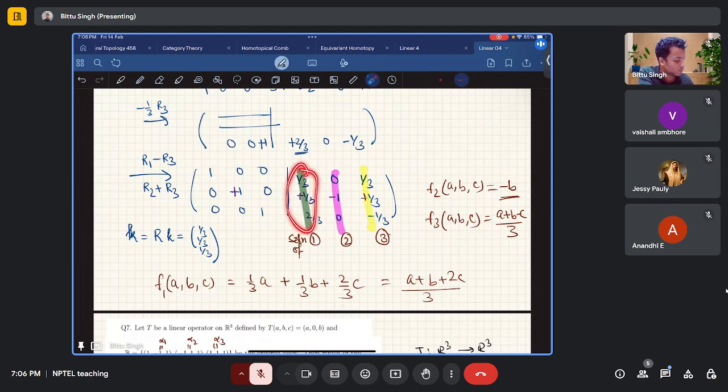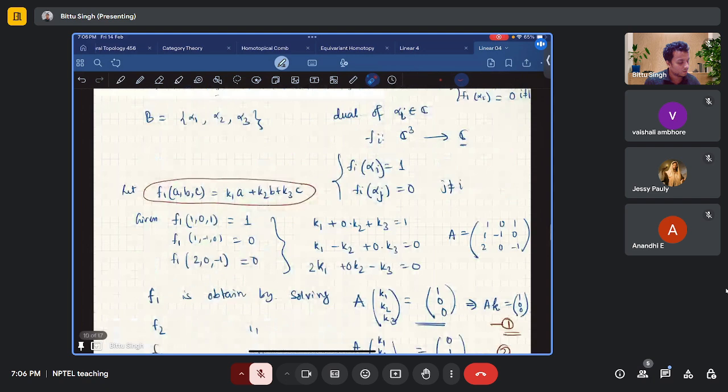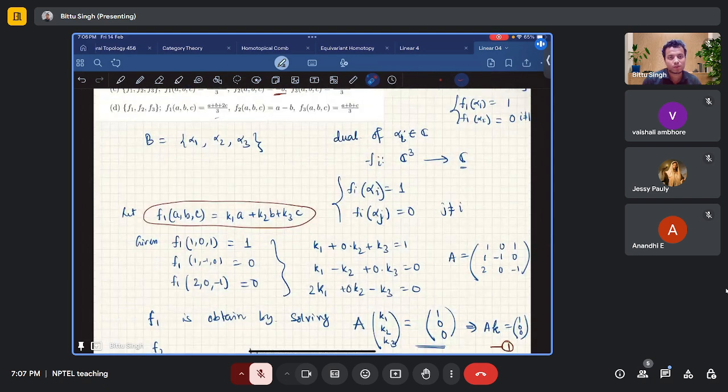Those are obvious, right? This will give you (a plus b plus 2c) by 3, similarly minus b, and similarly (a plus b minus c) by 3. So you solve in this way. You don't need to write those type of steps, otherwise it will take lots of time.